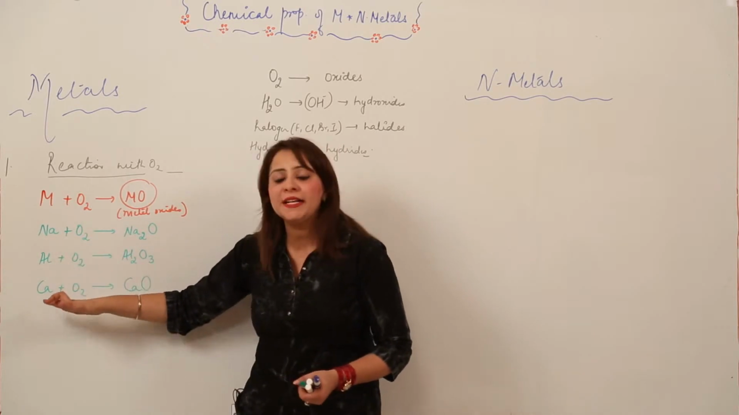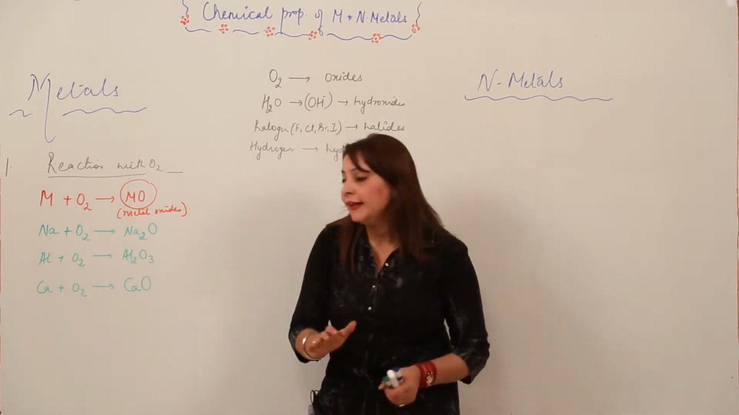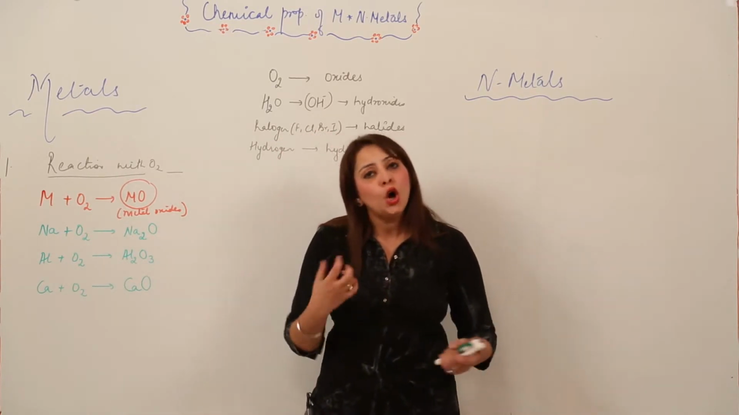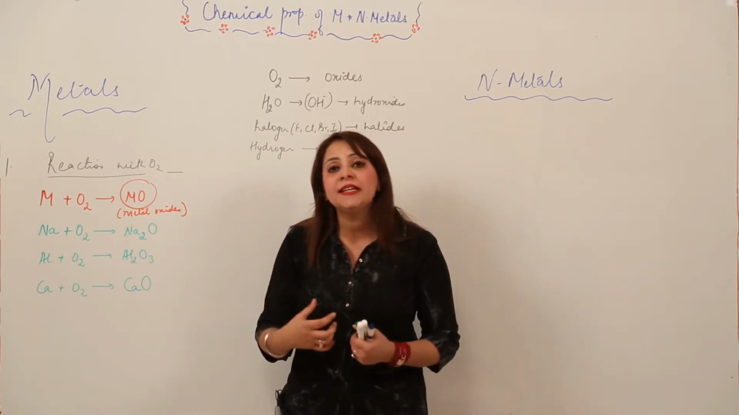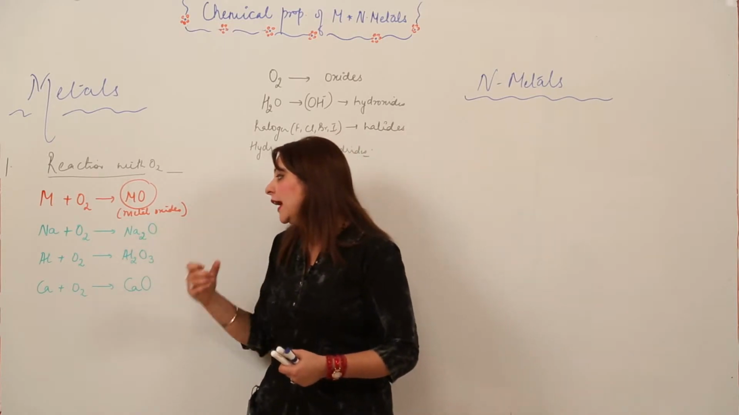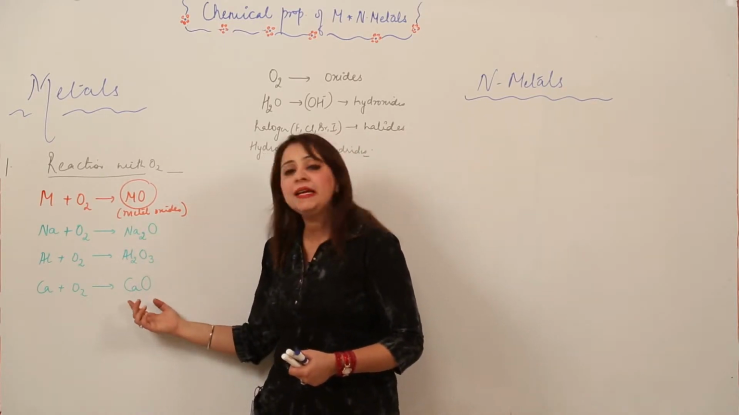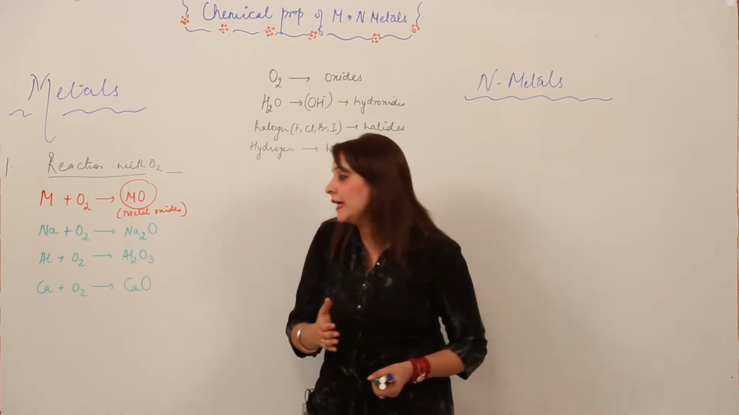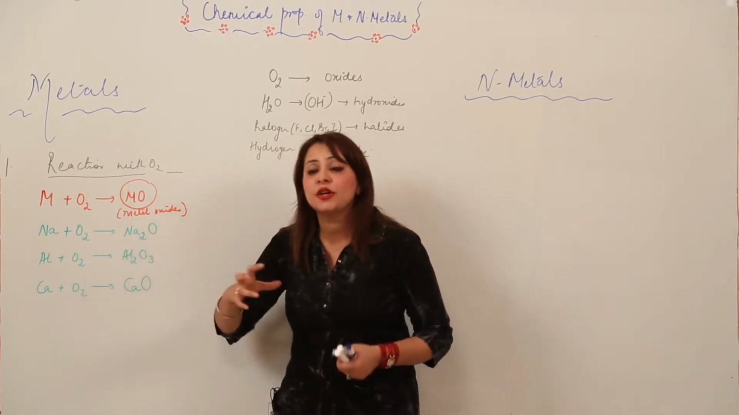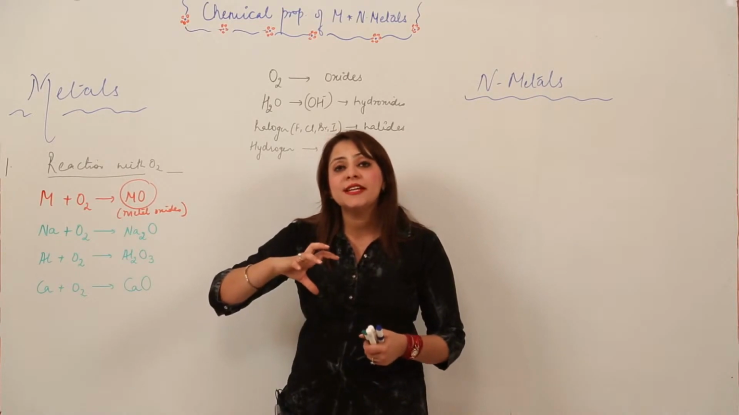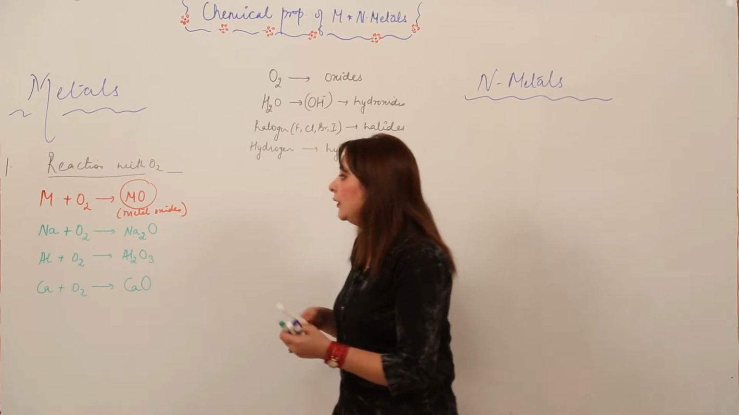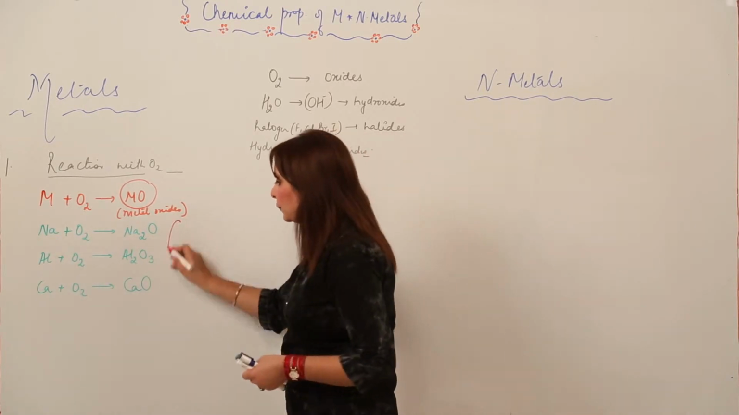Sodium, aluminium, calcium, all are metals, right? And we are just reacting them with the same substance, that is oxygen, and we are getting the same kind of product: sodium oxide, aluminium oxide and calcium oxide. Where does the difference lie? The difference lies in the valencies, due to which the molecular formula of the compound gets changed. Just look at the board to see how these are formed.